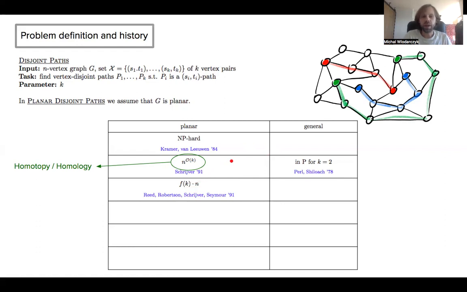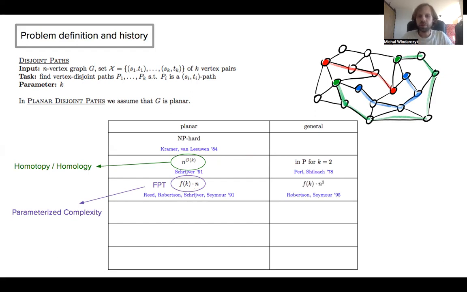In modern language, we would say that this was one of the first problems to be classified as fixed parameter tractable, FPT for short, and this gave rise to an entire area called parameterized complexity, where we are interested in running times of this form: some function of the parameter times polynomial in the input size.